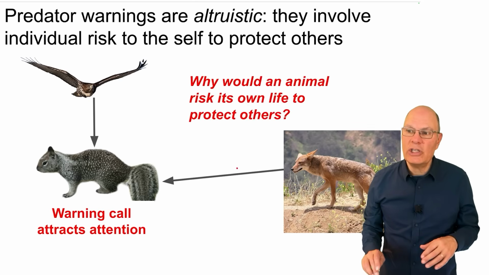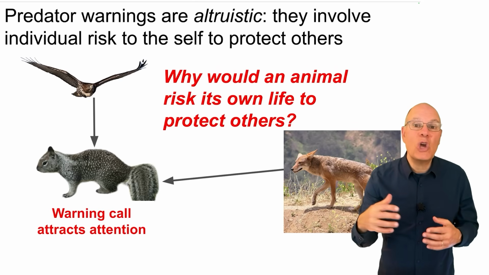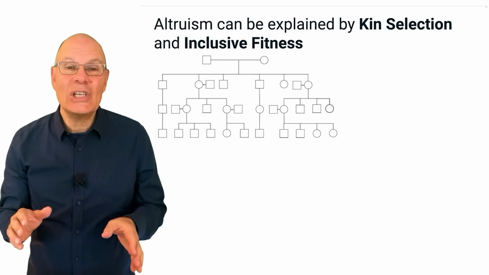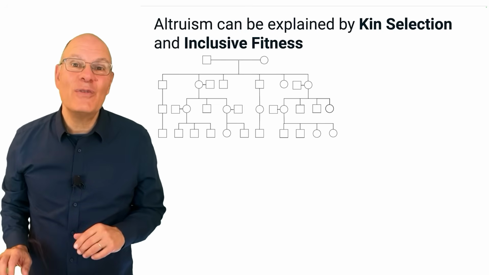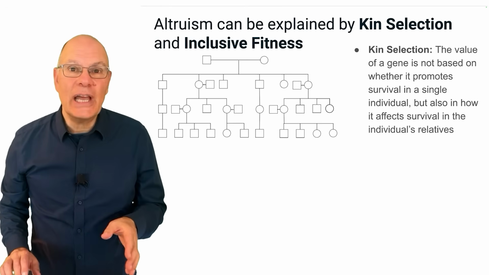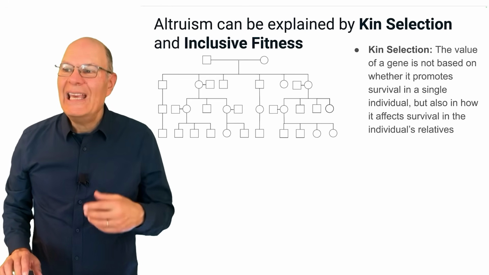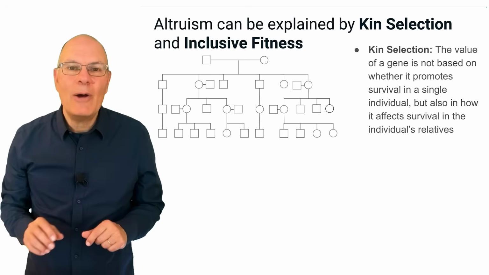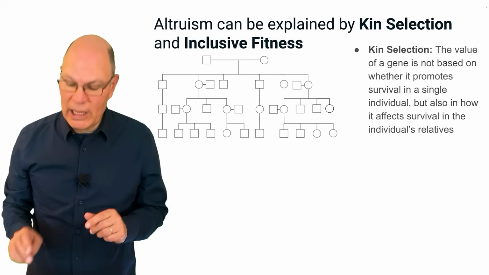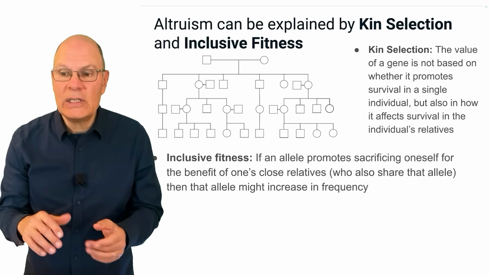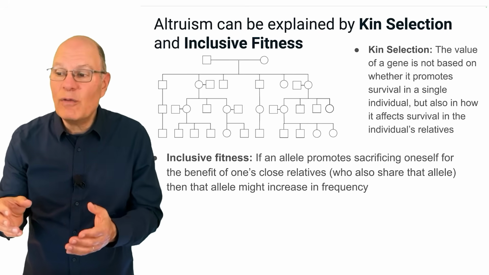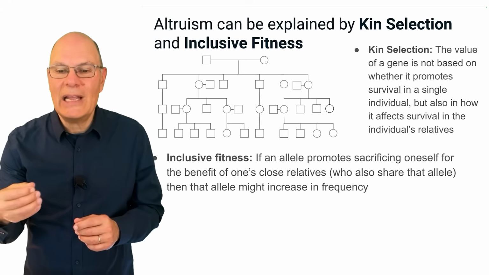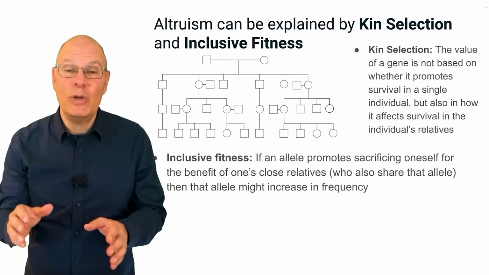And that leads us to the question, why would an animal risk its own life to protect others? Altruism can be explained by kin selection and inclusive fitness. Let's define both of these terms. Kin selection means that the value of a gene is not based on whether it promotes survival in a single individual, but also in how it affects survival in the individual's relatives. Inclusive fitness means that if an allele promotes sacrificing oneself for the benefit of one's close relatives who also share that allele, then that allele might increase in frequency.